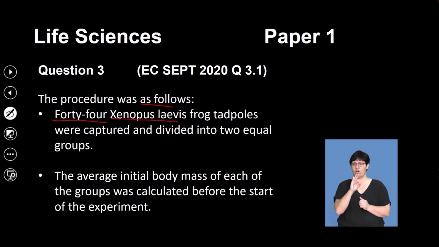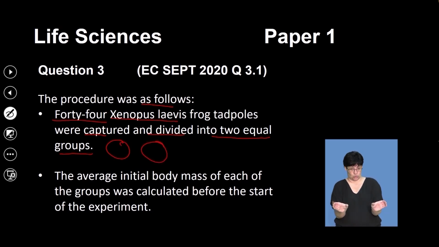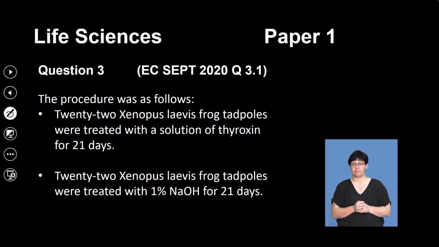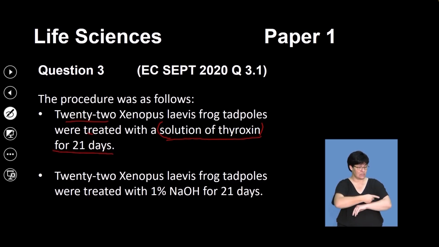44 Xenopus laevis frog tadpoles, so the young of them, were captured and divided into 2 equal groups. So they've separated the 44 into 2 equal groups. So that means they worked with 2 groups having 22 tadpoles each. And let's see what they did next. The average initial body mass of each of the groups was calculated before the start of the experiment. So they calculated the average body mass of the 2 groups. 22 of the Xenopus laevis tadpoles were treated with a solution of thyroxine. So they've applied a bit of thyroxine for 21 days. So that was over a 21-day period.